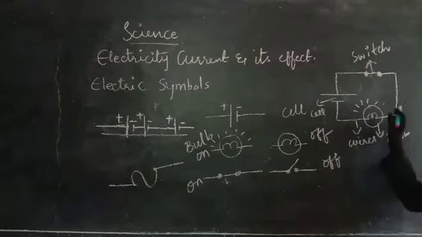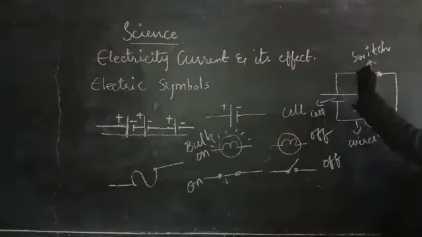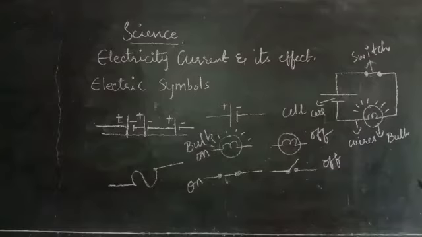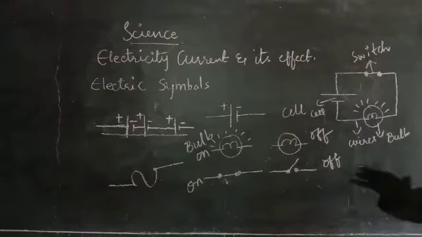This is called a complete circuit, and here the bulb is glowing. That means this circuit is closed and complete. Here there is no opening. The continuous flow of current is there, so it is called a closed and complete circuit. The other one will be the open circuit.